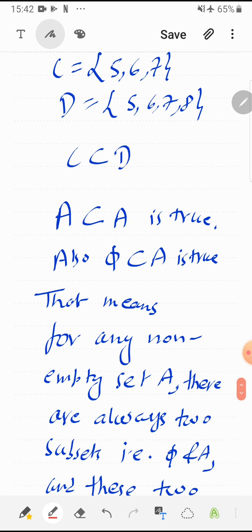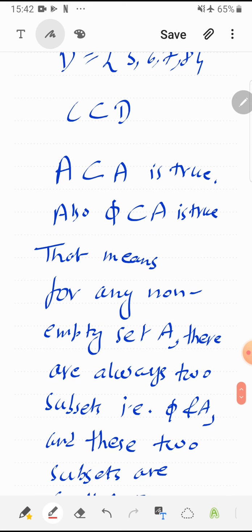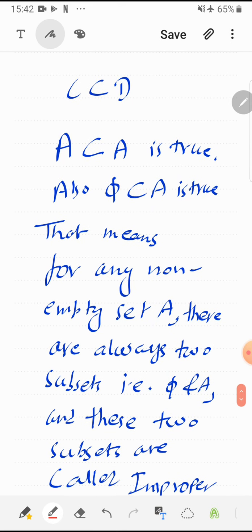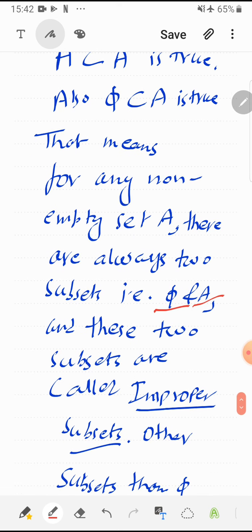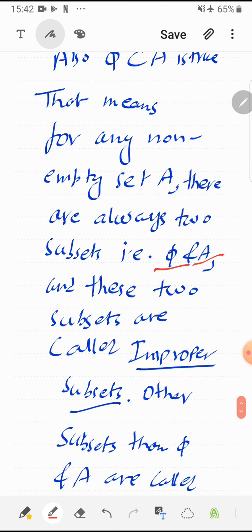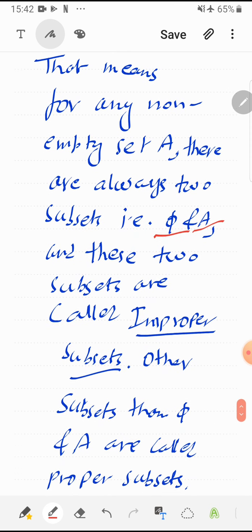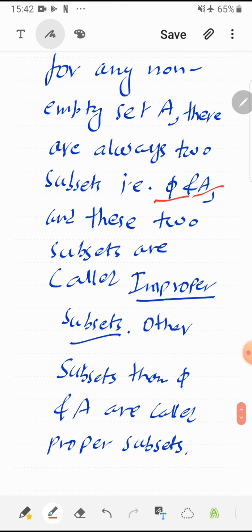From this discussion we can say that for any non-empty set A, there are always two subsets: the set itself and phi. These two are subsets of any non-empty set and are called improper subsets. Subsets other than phi and A are called proper subsets.